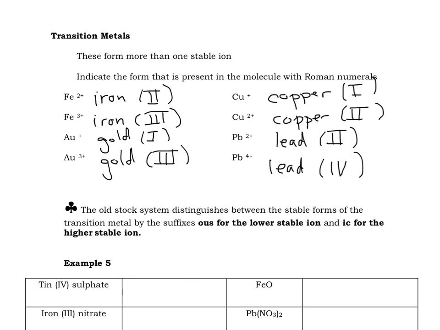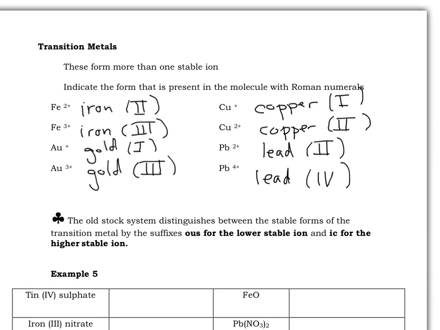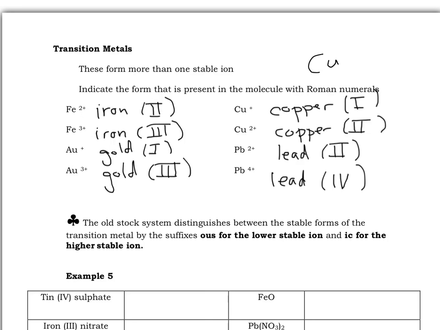Now, typically what we do is we indicate the form that's present in the molecule with the Roman numerals. So iron 2, iron 3, gold 1, gold 3, copper and lead as well. There is an older system that distinguishes between the stable forms by adding suffixes to the old-timey names. So something like cuprum, which is hopefully also on the back of your periodic tables, the old-time names. So what we're going to do is we're going to drop the ending here. So cuprum will become cuprous for the lower version and cupric for the higher version.